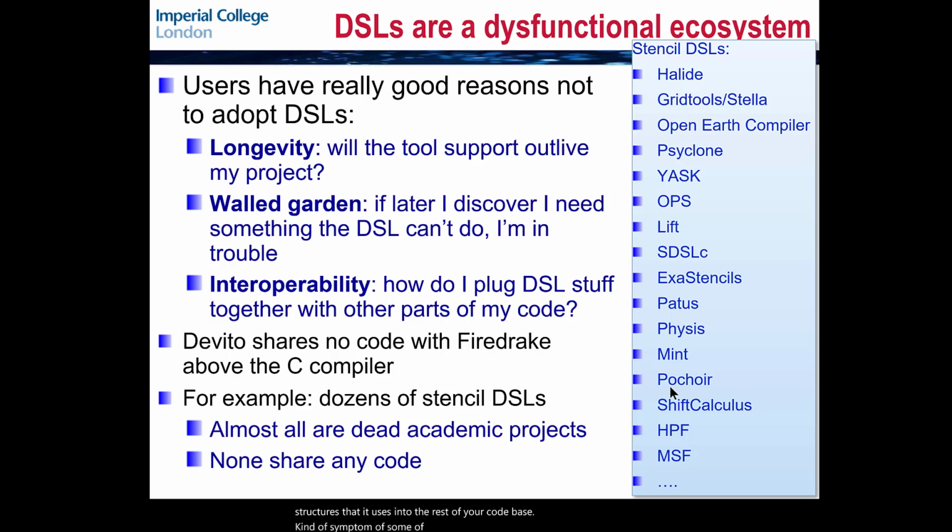A kind of symptom of some of the problems in the ecosystem is also this. Devito and Firedrake share philosophy, but no code. In fact, a very profitable and common area for DSLs is stencils, like what Devito does. And I tried to make a list this morning of projects or code bases that implement DSLs for stencil codes. And none of these projects share any code. They're all complete standalone silos of implementation. And that is a problem, I think, and something we should aim to transition away from.